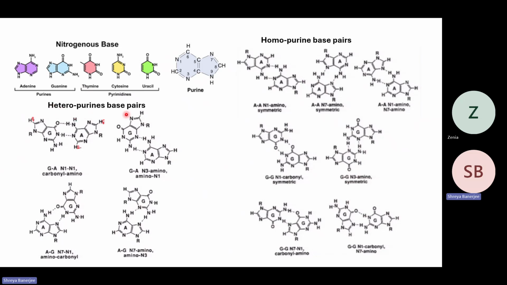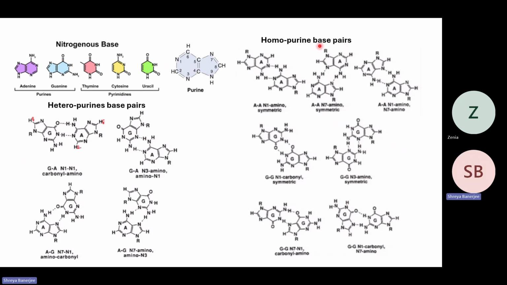Now you can have heteropurine base pairs as well, or homopurine base pairs. So you can have A pairing with G. These are very different kinds of base pairings that can still happen. With purine base pairs, you can see purine is the fused 6 and 5-membered ring. So let us first look at the homopurine base pairs.